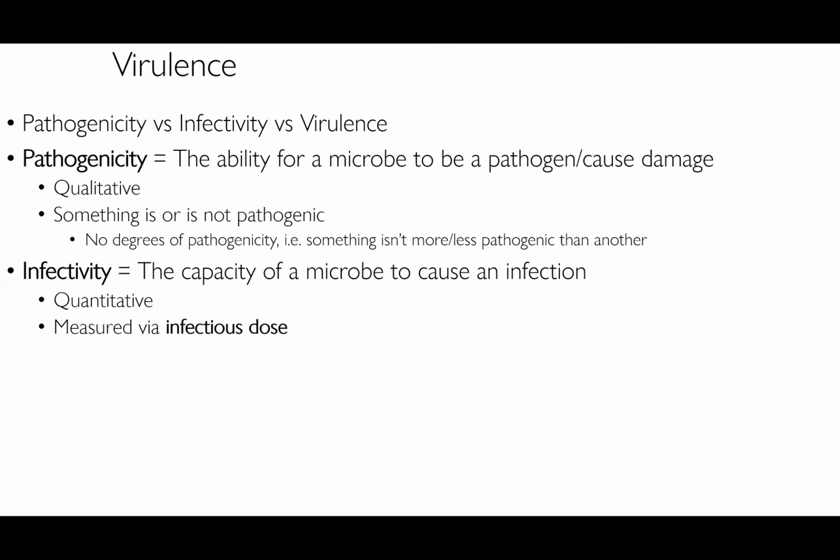So for instance, for you to get E. coli poisoning in your gut, you only need a few hundred E. coli. That would be the infectious dose for E. coli. In contrast, something like cholera, you need hundreds of millions of cholera to get cholera infection.